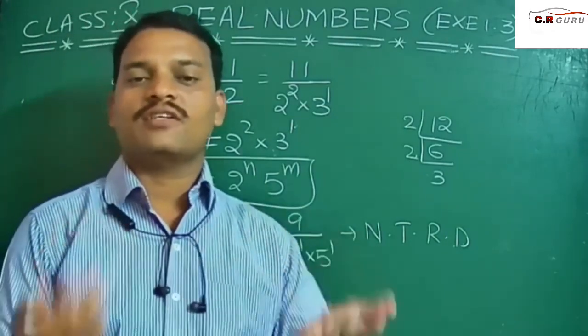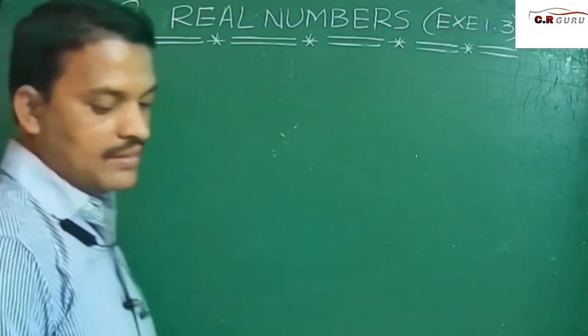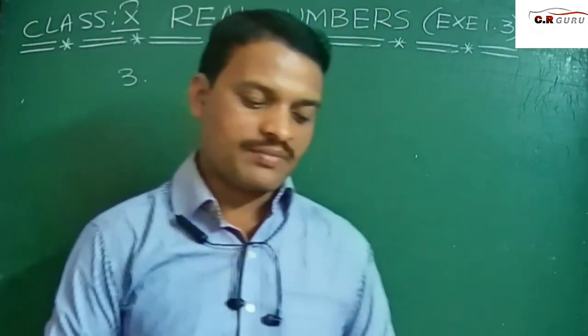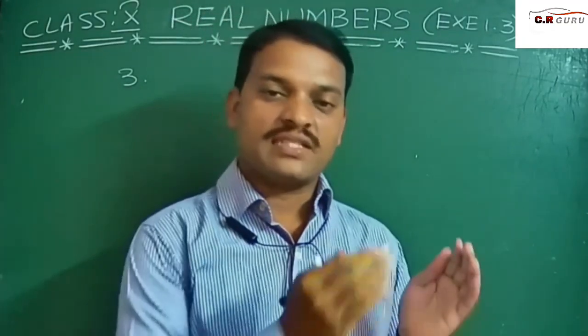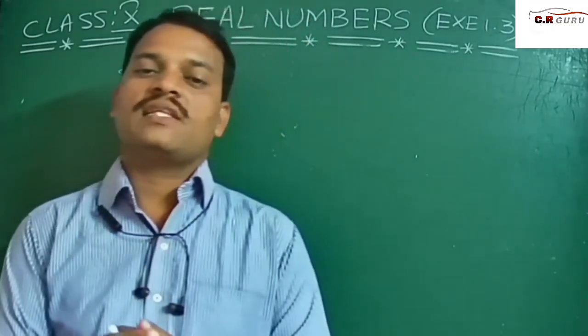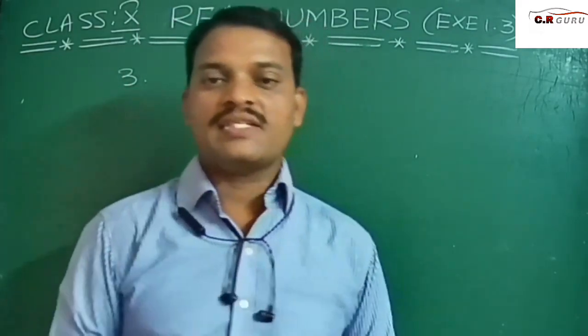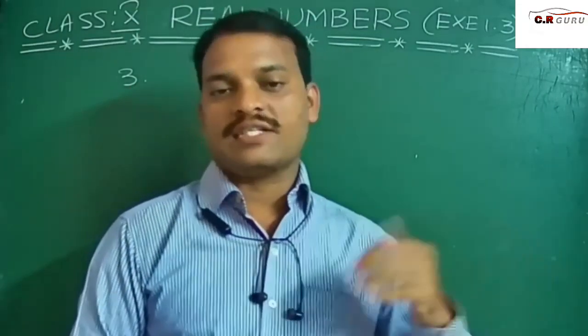So next I am going to explain. What is the third Roman? Write the following rational numbers in decimal form using theorem 1.4. What does theorem 1.4 say? In the denominator, Q is in the form of 2 power of n into 5 power of m. Based on that, we need to find the decimal form of the given rational numbers.